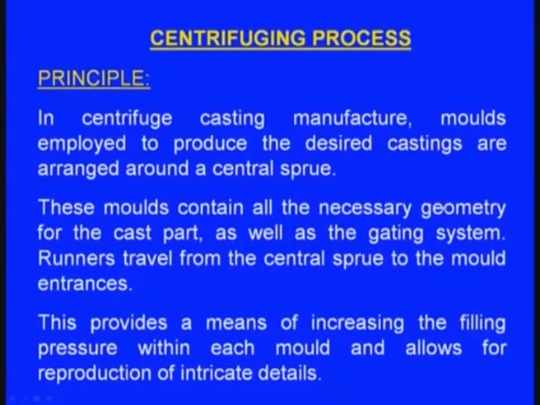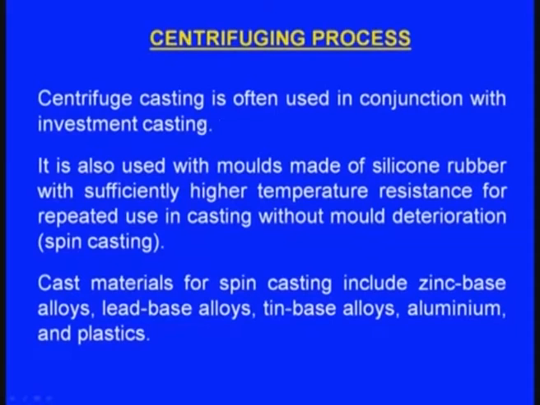These molds contain all the necessary geometry for the cast parts as well as the gating system. Runners travel from the central sprue to the mold entrances. This provides a means of increasing the filling pressure within each mold and allows for reproduction of intricate details. Centrifuge casting is often used in conjunction with the investment casting process, because investment casting involves manufacture of tiny castings, sometimes castings with tiny internal features and intricate shapes, in which it is very difficult for the molten metal to enter or to penetrate. At such times we use the centrifuging process. As the mold is rotating, because of the centrifugal force falling on the molten metal, it will be passing through the tiny details.